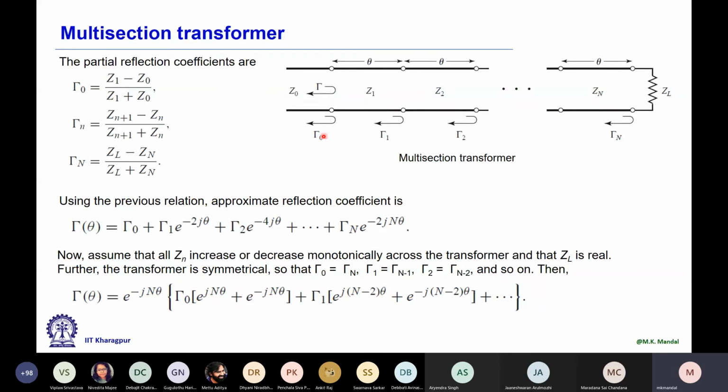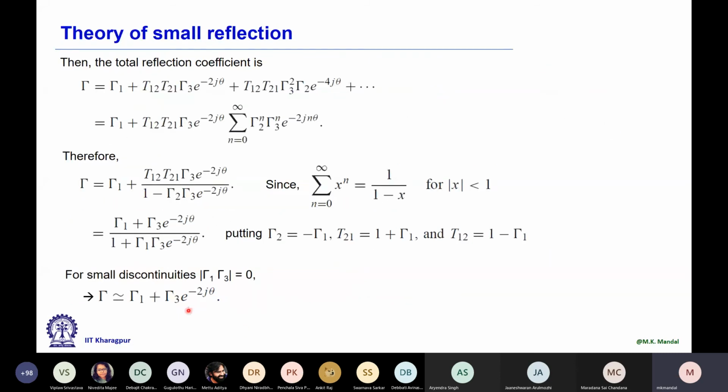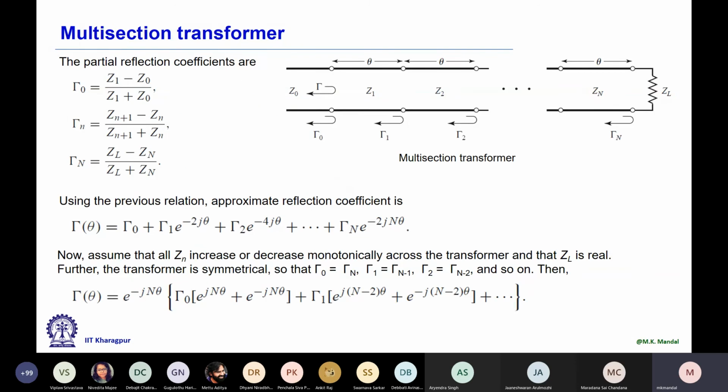So what about the overall reflection coefficient? We are going to use this property, considering small discontinuities. This assumption is valid for the multi-section case actually. In one step we don't have to go to ZL; we have many steps to reach ZL. Then the partial reflection coefficient value becomes small. Then we can use this notation. It is defined by gamma 1 plus the next section, gamma 3 e to the power minus twice j theta. So we use the same notation here.